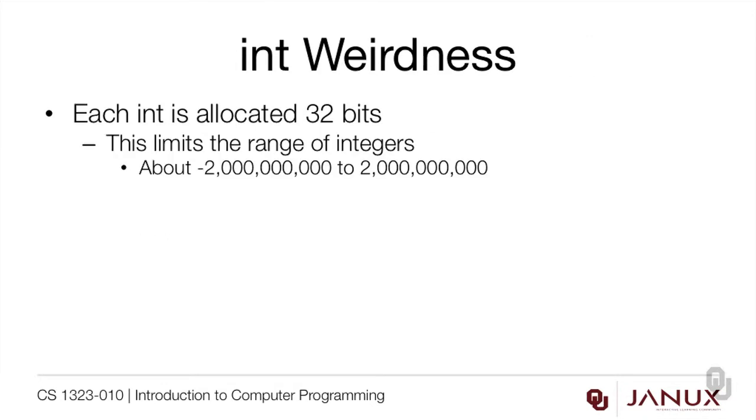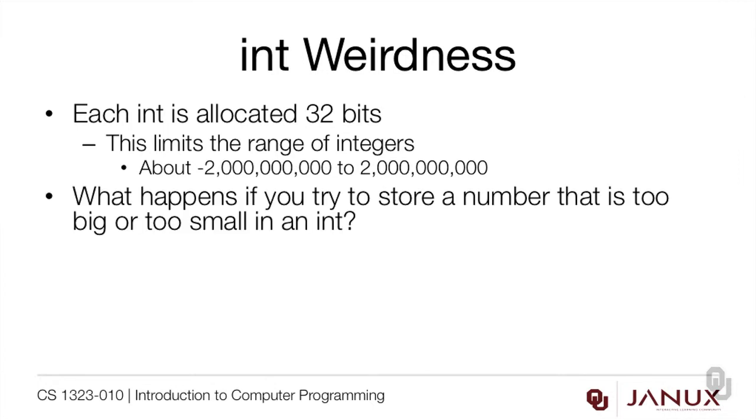Now, there's some real weirdness that happens as a result of that. Each int in our program is going to be allocated 32 bits, and this limits the range of integers. It limits them from about -2 billion to +2 billion. Now that's a lot of integers, and it's really not going to be a problem in most of the programs we're going to write this semester, or maybe even all of them. But it does cause trouble sometimes.